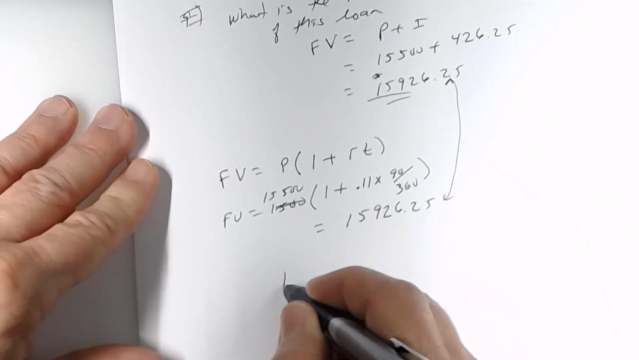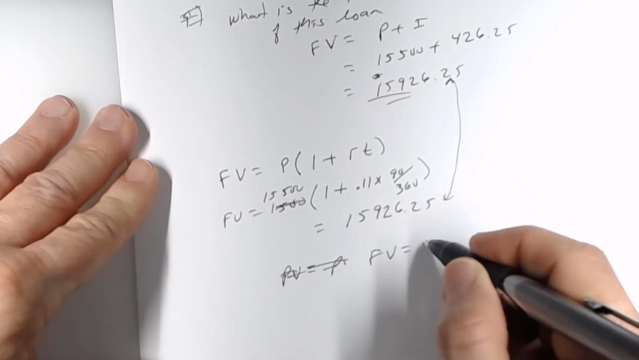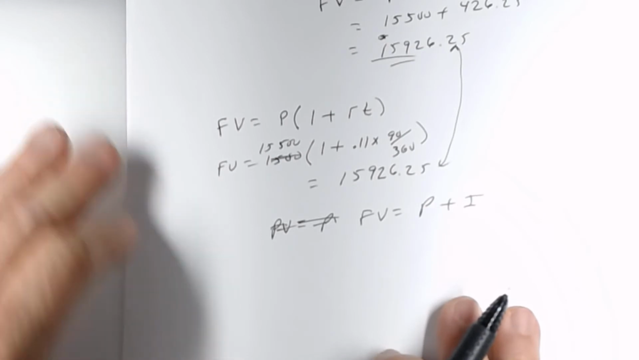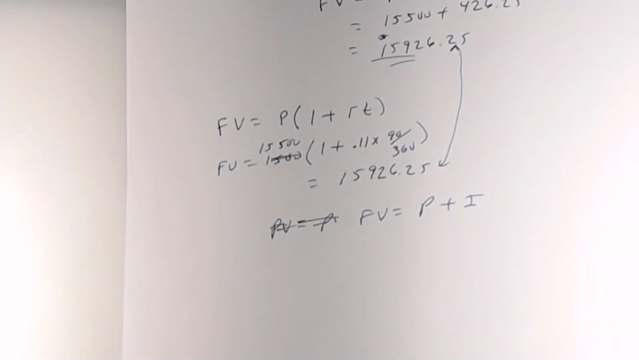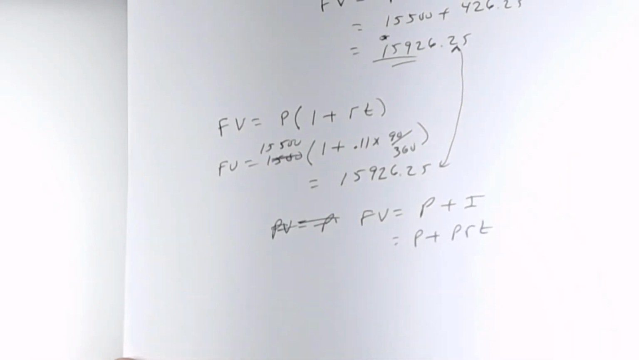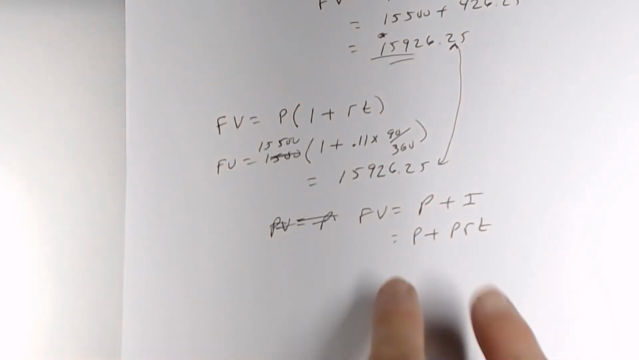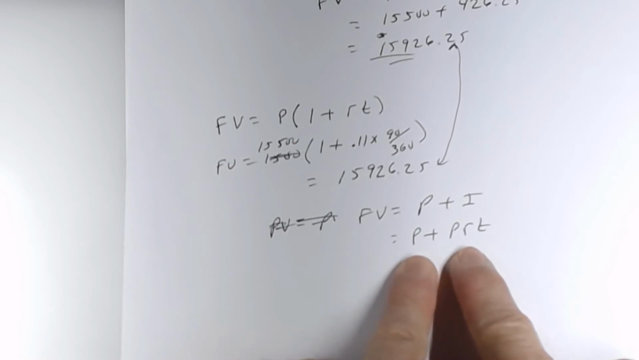So remember a while ago I wrote down that the future value is P plus I, where I was the interest. Well, what's the formula for simple interest? PRT. So this is P plus PRT. Now, depending on your algebra skill, what do you notice, what variable do these two terms have in common? P.